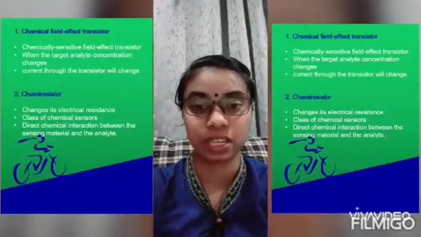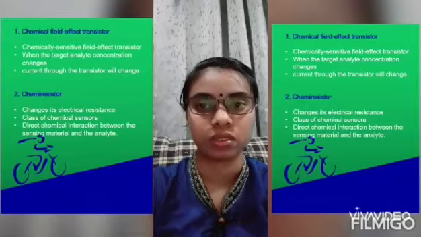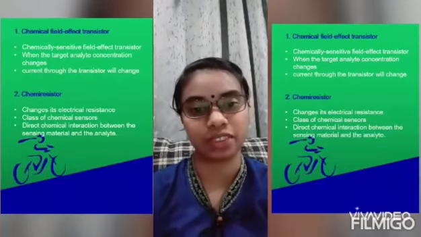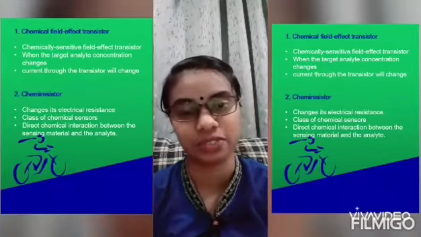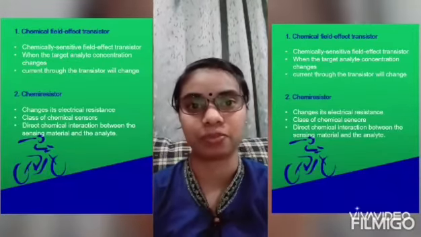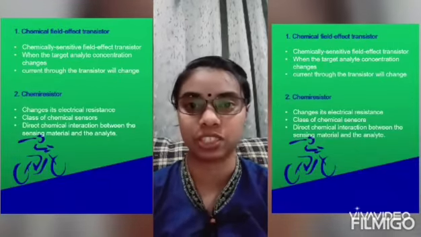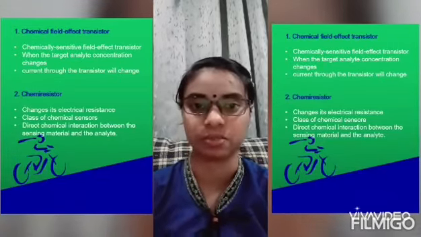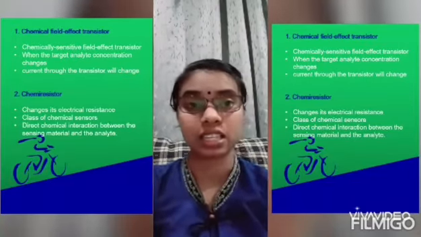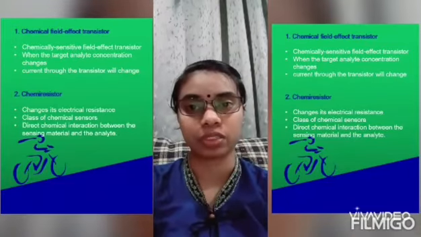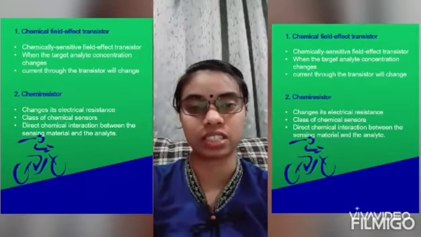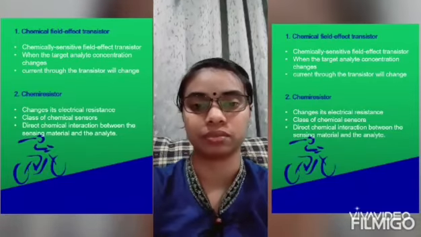Let me explain. First, chemical field effect transistor. A chemical field effect transistor is a chemically sensitive field effect transistor. That is a field effect transistor used as a sensor for measuring chemical concentration in solution. When the target analyte concentration changes, the current through the transistor will change accordingly.